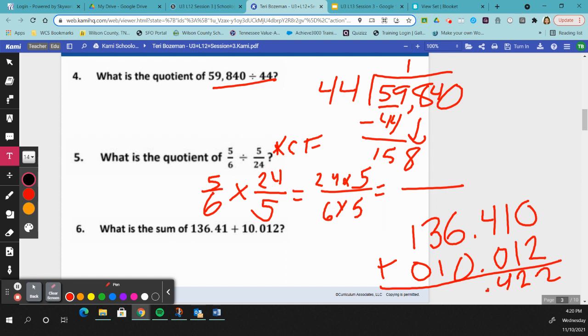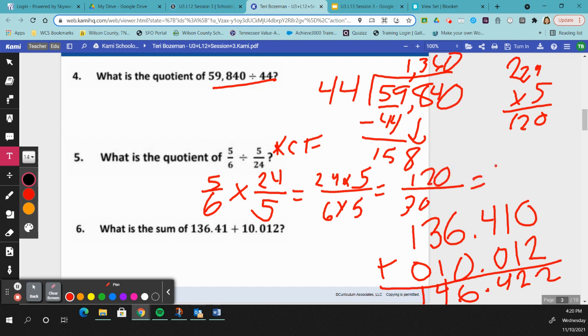By the way, final answer on your division, I believe it should be this, 1,360. If you keep adding here, 6, 4, 146, and 422 thousandths. 6 times 5 is 30. And then if we did 24 times 5, 5 times 4 is 20, 0 carry your 2, so we would have 120. 120 divided by 30 is going to be 4. So those are your final answers for those questions.